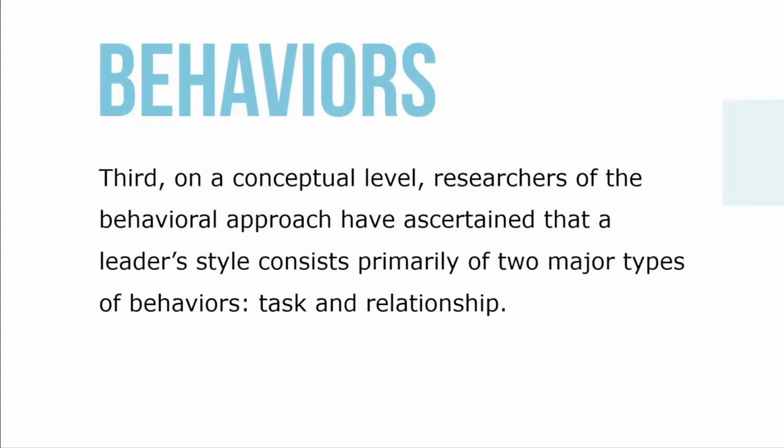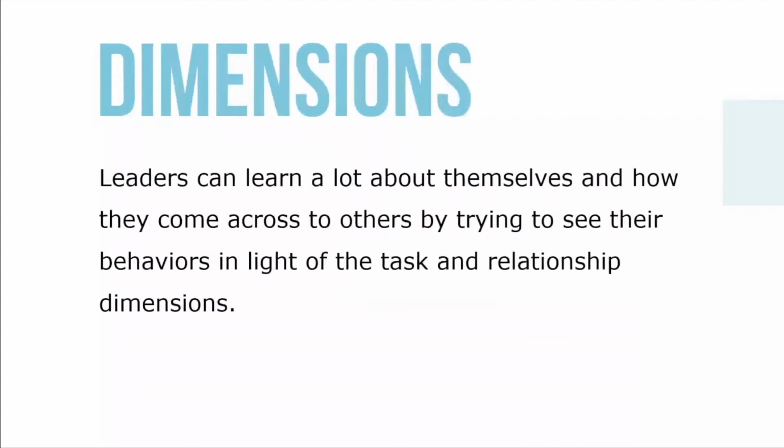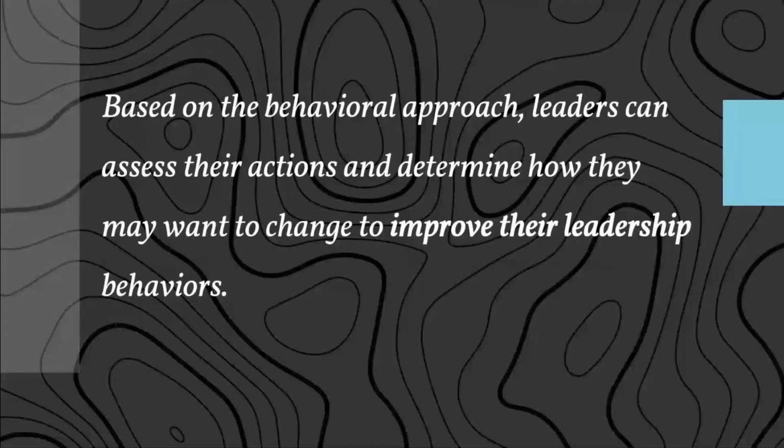Whenever leadership occurs, the leader is acting out of both task and relationship behaviors. The key to being an effective leader often rests on how the leader balances these two behaviors. Leaders can learn a lot about themselves and how they come across to others by trying to see their behaviors in light of the task and relationship dimension. Based on the behavioral approach, leaders can assess their actions and determine how they want to change to improve their leadership behaviors.